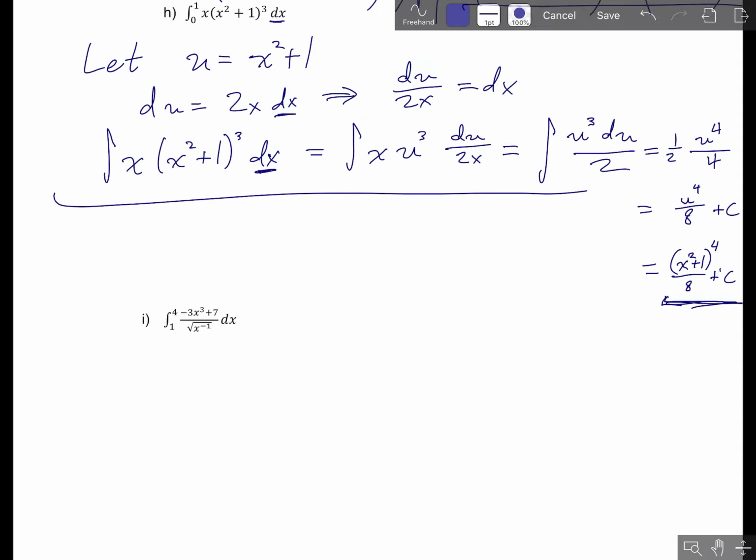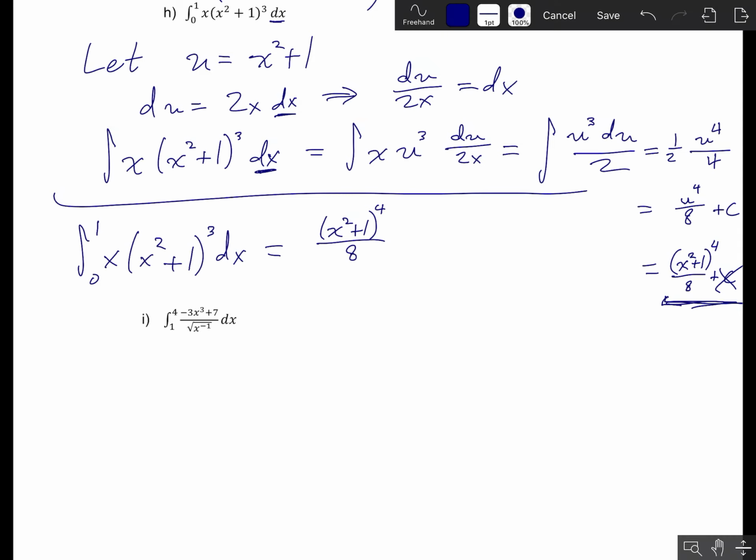But because we're doing a definite integral, we can sort of ignore c here. We don't need it for the evaluation step. So if we wanted to return to the original integral, we're integrating this thing from 0 to 1. We just found the antiderivative. We know that one antiderivative is x squared plus 1 to the 4th power divided by 8. And now we're going to evaluate that from 0 to 1.